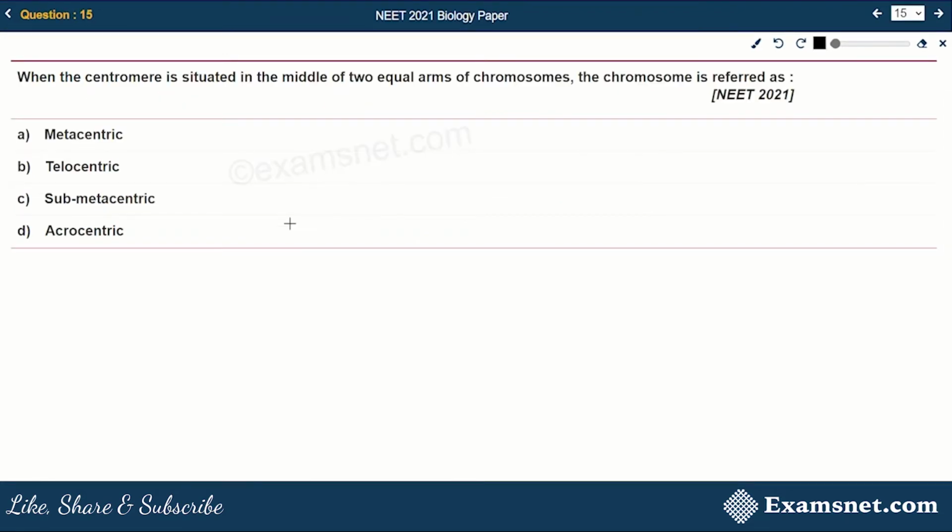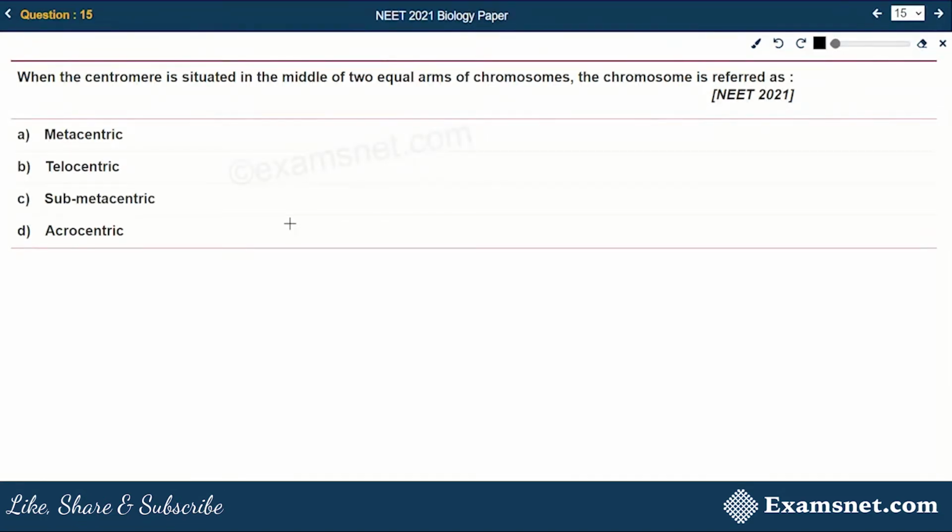Question number 15 is from the chapter Cell, the Unit of Life, class 11. And the question is, when the centromere is situated in the middle of two equal arms of chromosomes, the chromosome is referred to as, and the options are metacentric, telocentric, submetacentric, and acrocentric.